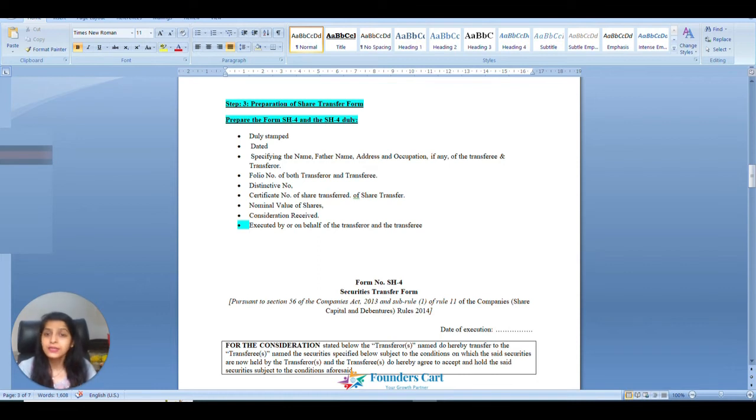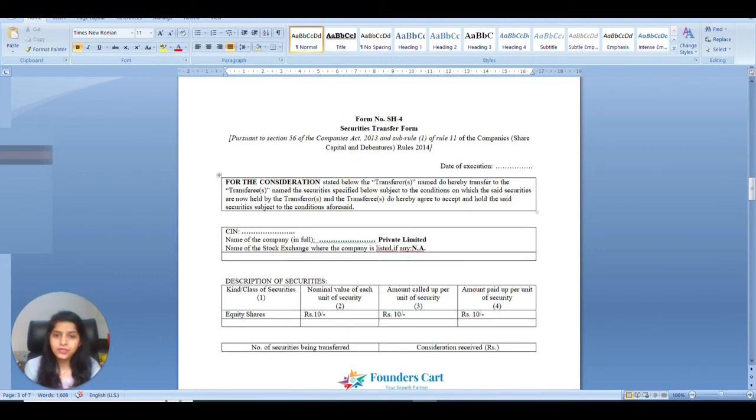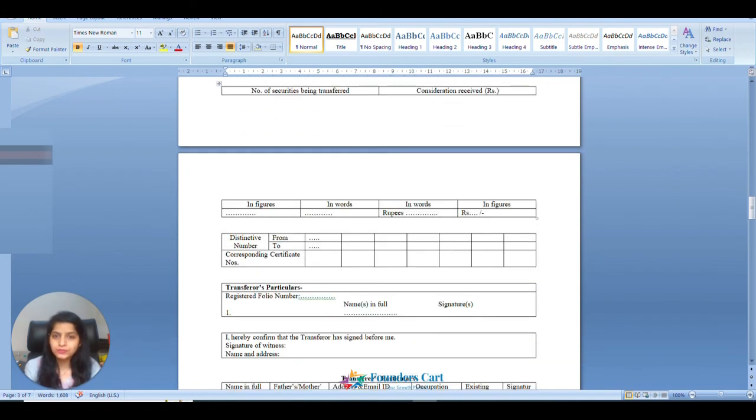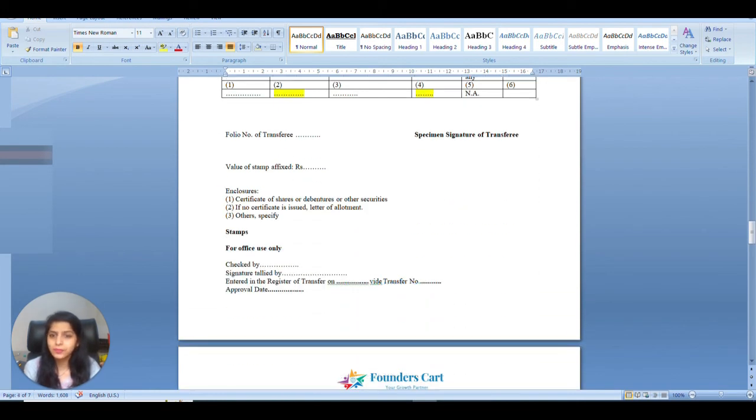Second, the share transfer deed should be duly dated and should specify the name of the transferee, the name and details of the transferor, the folio numbers of transferor and transferee, the distinctive numbers of the shares, the certificate number of the share certificate, the nominal value of the shares, and the total consideration involved, and it should be executed on behalf of the transferee and transferor. This is the complete information to be mentioned in the share transfer deed. This is the format given by the government according to the Companies Act. You have to prepare it accordingly.